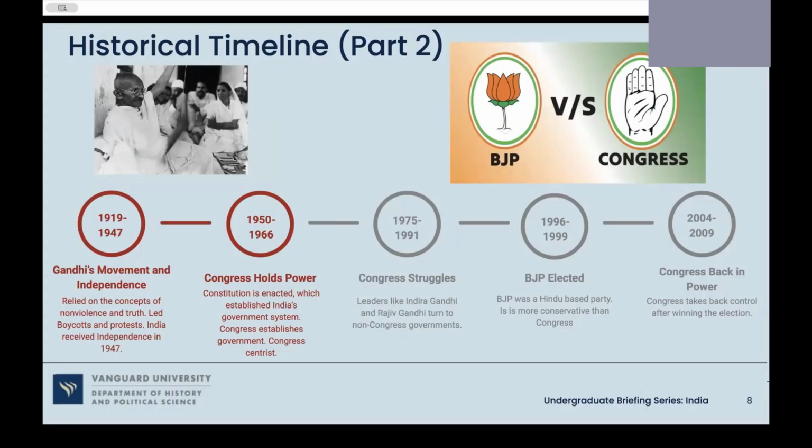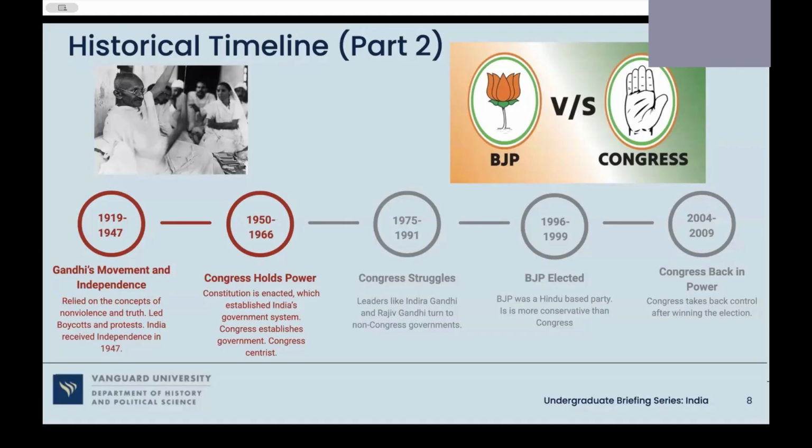From 1950 through 1966, Congress established the Constitution of India, which helped put together the political systems that India has today, which Caleb will be talking about later. And they established the government, and Congress as a political party is generally considered centrist or slightly left-leaning, but generally a pretty centrist party.